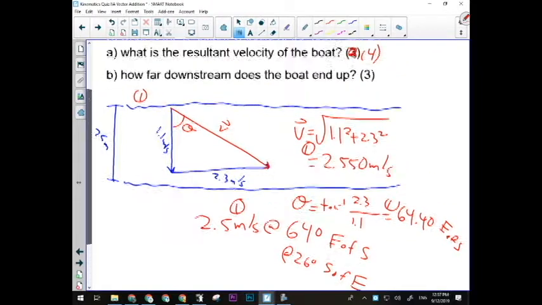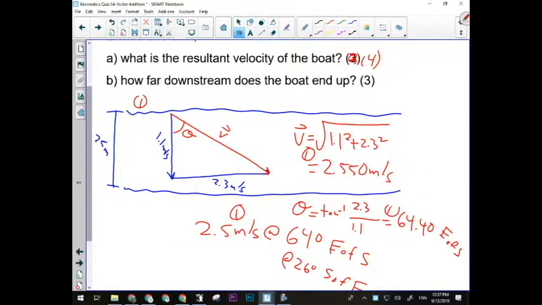Okay, for part B, we want to figure out how far downstream does the boat end up. All right, so we have to do a couple of calculations. First off, I know that I'm going downstream, which is the direction they're asking about, at 2.3 meters per second. If I can figure out how long the boat's in the water, I can figure out how far I go, because V times T will give me D, right? The problem is I don't have the time right now. But I can find it because I know how far it is across the river, and I know how fast I'm going across the river. So I can find those things out right now.